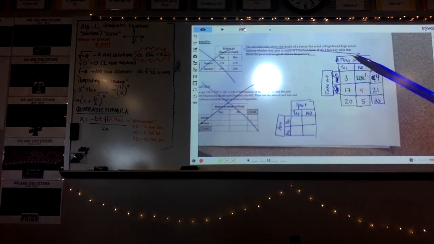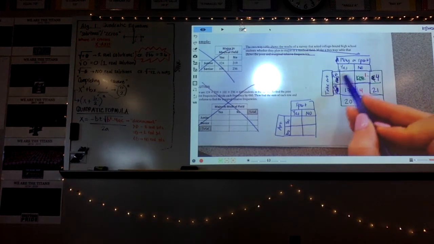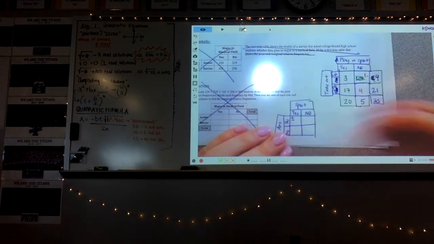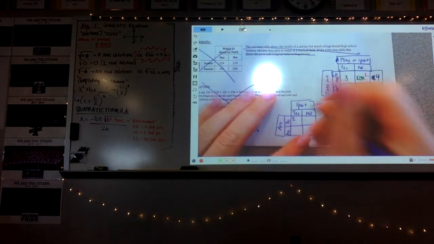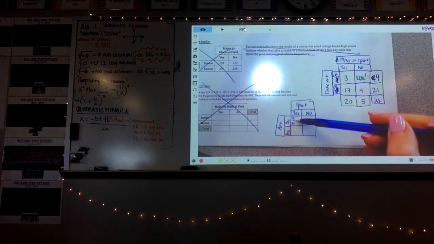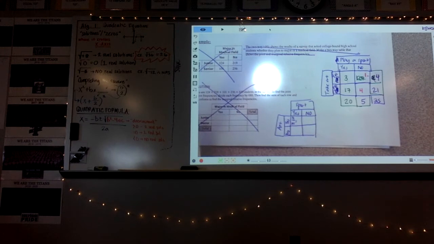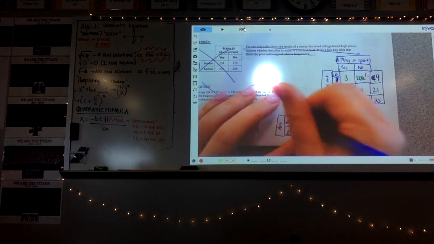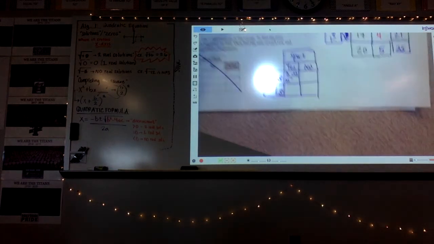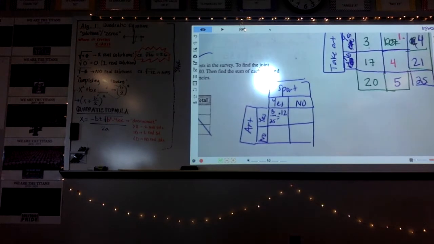Okay, so we're going to start with the joint relative frequencies. All we have to do is take the number of people that answered those 2 questions like that. So there were 3 of you that play a sport and are taking art. We're going to take those 3 and divide by the total number of people that were surveyed, and there were 25 of you. So 3 divided by 25 is 0.12. So there's a joint relative frequency of 0.12, or 12% of the people in this room that answered this survey are playing a sport and are taking art.